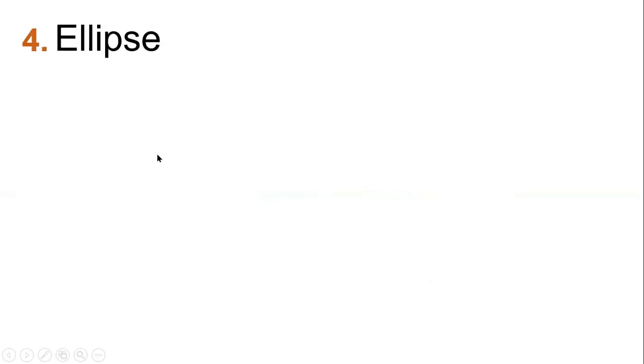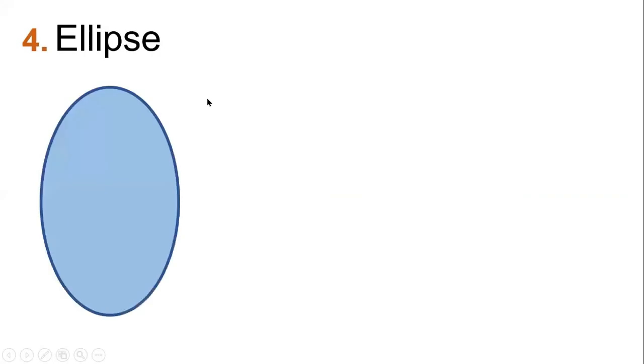And now we look at the last one, ellipse. Okay, look at this. This is how an ellipse looks like. So what do you think? Do you think an ellipse has got sides? What do you think? Do you think it has got corners? Oh yes.